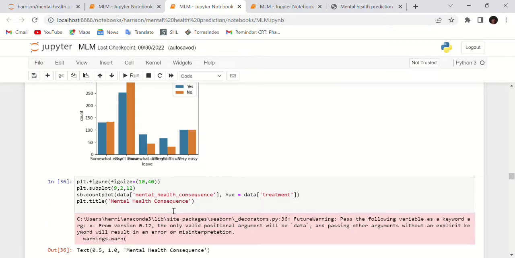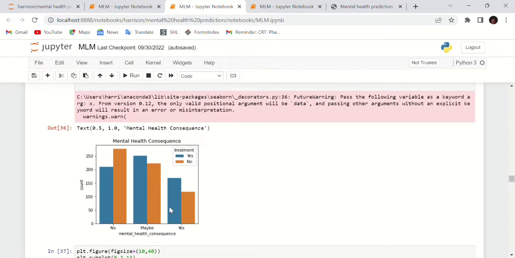Mental health consequence and treatment. We observe that the majority answered either no or maybe, but around one third of the people answered yes and they want to seek treatment.